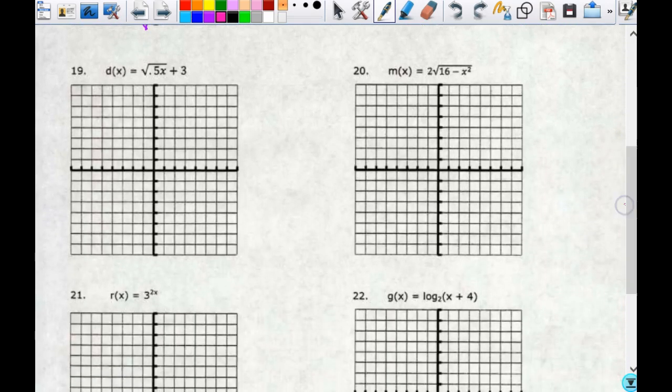All right, 19. Square root function. Your key points for the square root function: 0, 1, 4. 9 is not a bad idea. It's going to give me 0, 1, and 2. So that's what's happening here.